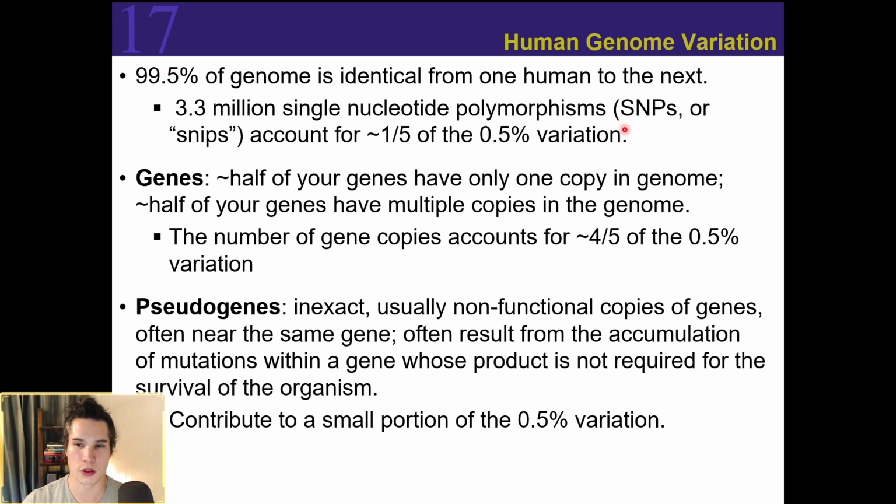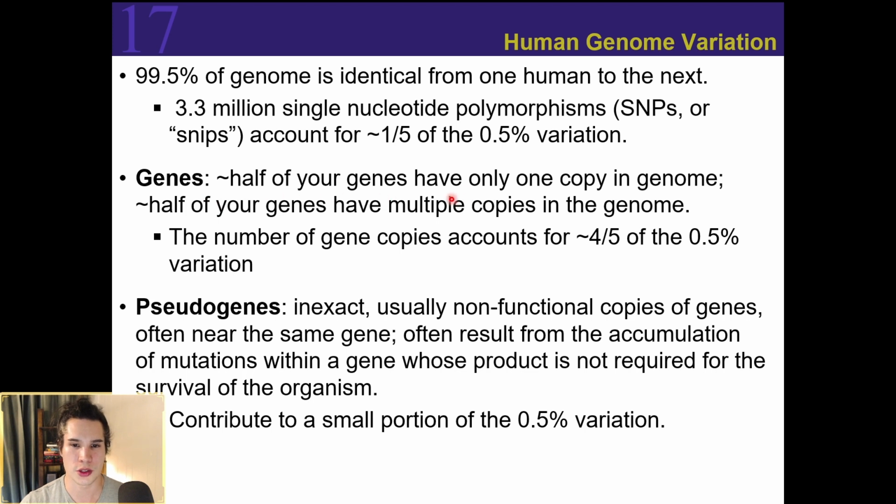A single nucleotide polymorphism is just an alteration in a nucleotide within a gene that would normally code for a protein. When you eventually get into transcription and translation, the sequence of amino acids might be different. And if the sequence of amino acids in a gene is different, you might actually get a different phenotype, for example. So these are just variations in our genes. Only 1/5 of that 0.5% variation is due to single nucleotide polymorphisms.